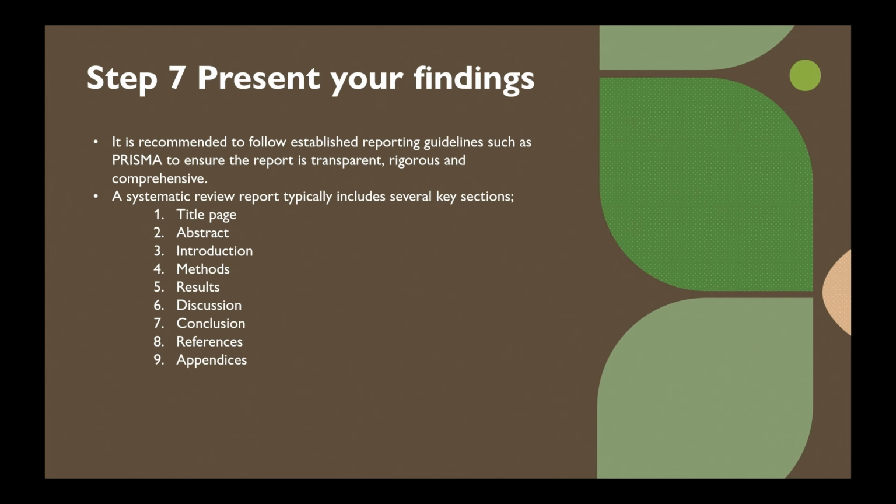So in the systematic review, the most important thing is to make sure that when writing a systematic review, it is conducted and reported in a transparent and accurate way.